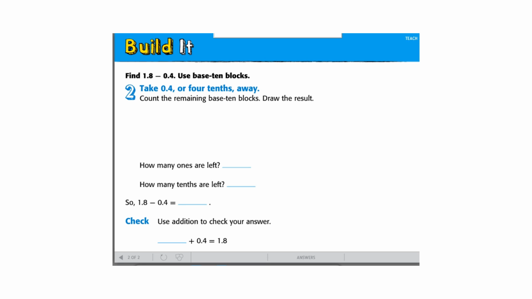That's really all I need you to do. So you draw the first number, and then you scratch out everything you're subtracting, and then you see what's left. This one says you're going to count the remaining base 10 blocks. So our result after we counted them was 1 and 4 tenths. So we had 1 left. We did this, we just didn't write it down. We talked about it. We had 4 tenths left, which would give you 1 and 4 tenths.